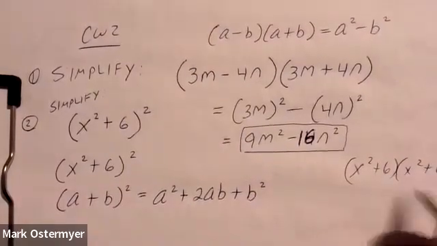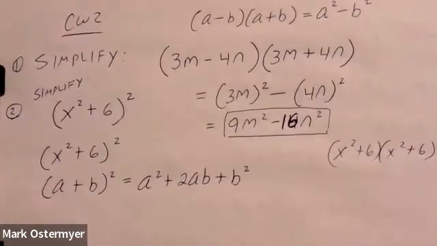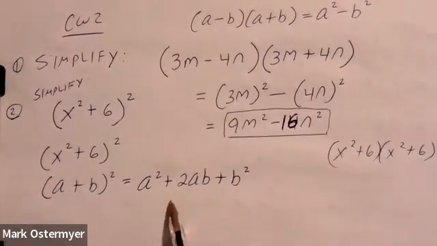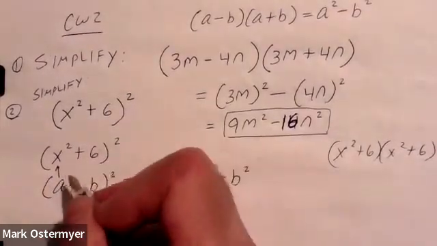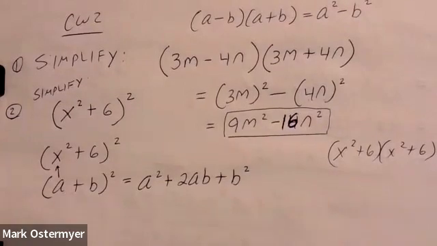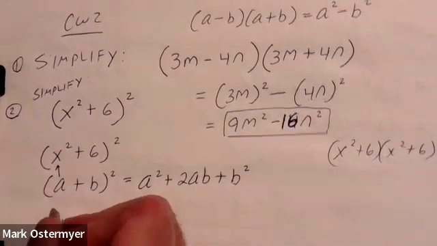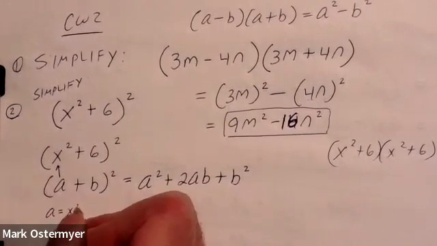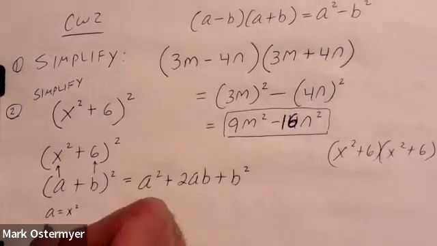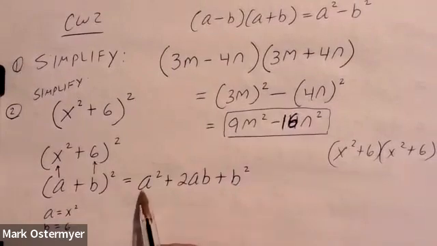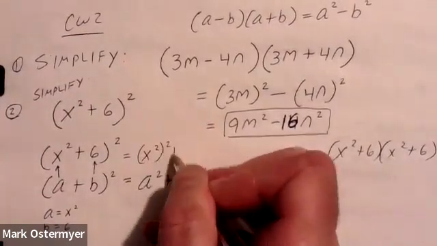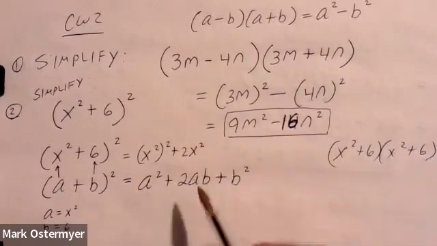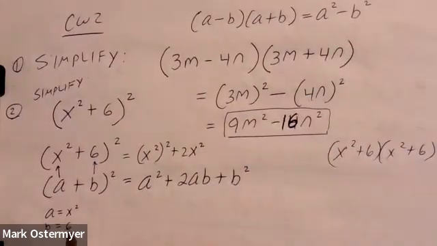It'll work. You'll still get the same answer, so you can always fall back on this if you don't remember the pattern. But I'm going to try to implement the pattern here. My a is really an x squared. My b is really a 6. So wherever I see an a in this pattern, I replace it with an x squared. Wherever I see a b in this pattern, I replace it with a 6.